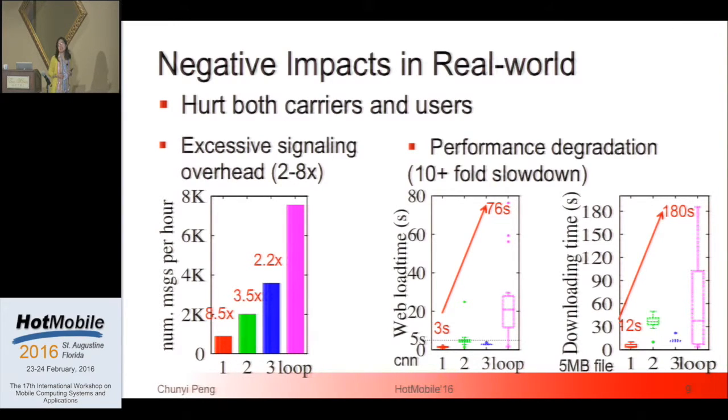So we tested the time to load a web page or to download a file. We can say that's more than a 10-fold slowdown. That's easy to understand because the frequent handoff action causes service disruption. So this action poses a very, very bad experience. It's validated that stability is a desirable feature.